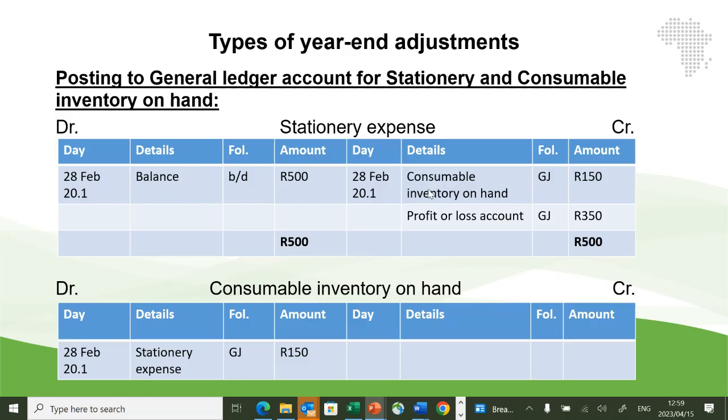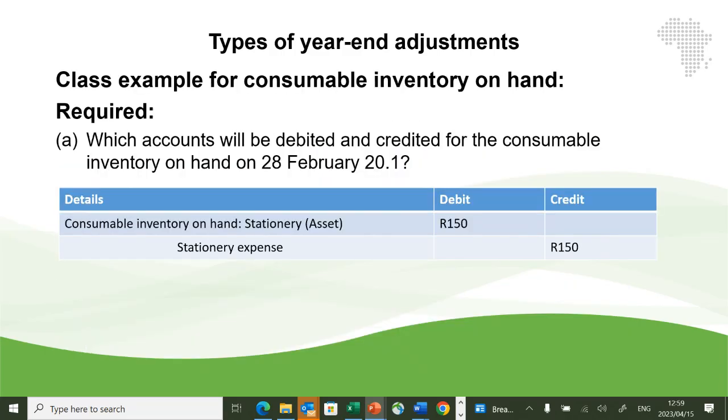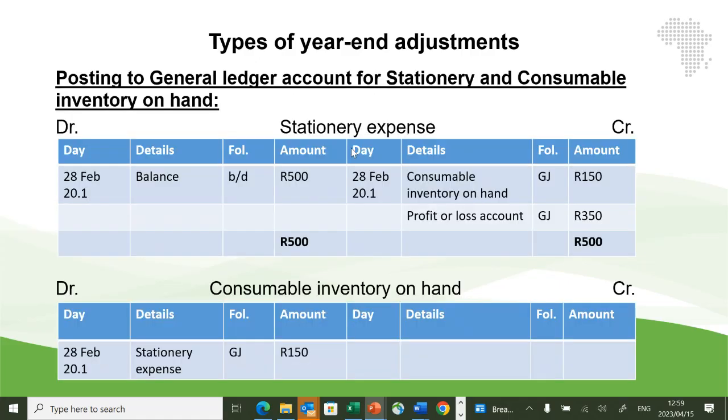And then on the previous journal entry that we wrote here, we said credit stationery. So we need to go to the credit side of stationery and put that 150. When we credit the stationery, what did we debit? We debit consumable inventory on hand. So you will see here stationery, you go to the credit side, you put 150, and under details, you say consumable inventory on hand, because that's what we debited.